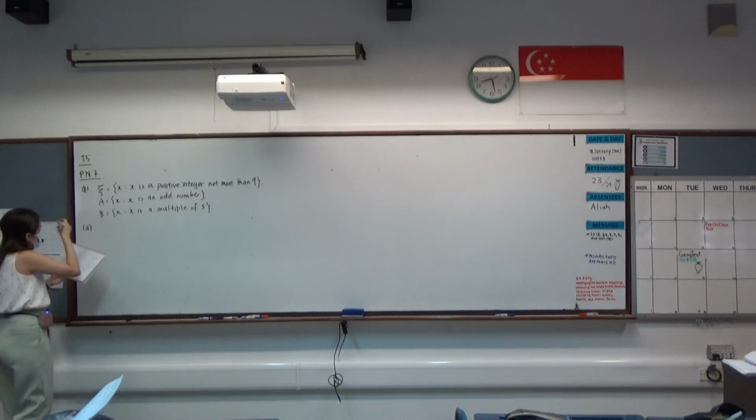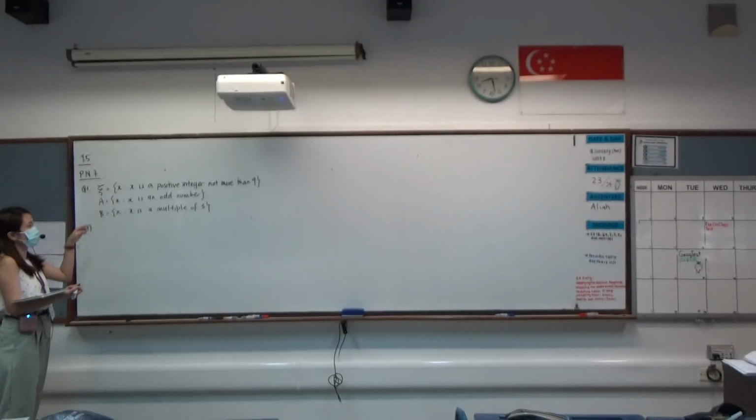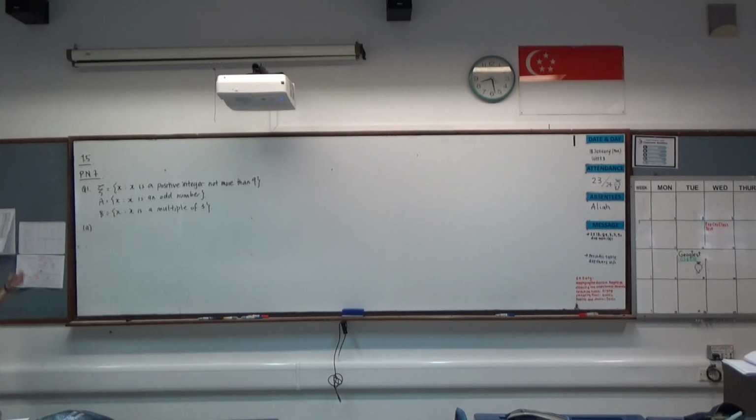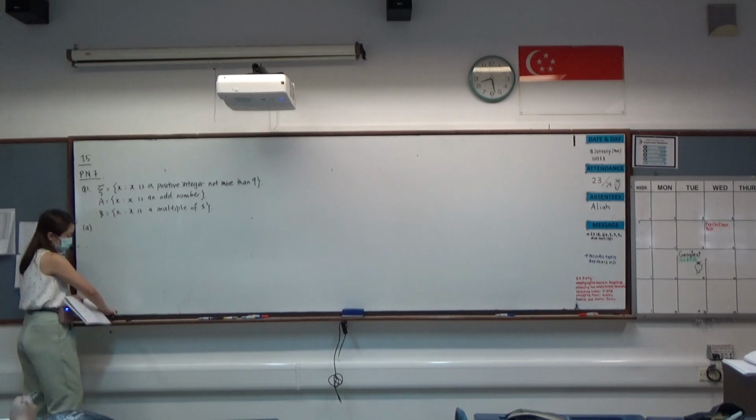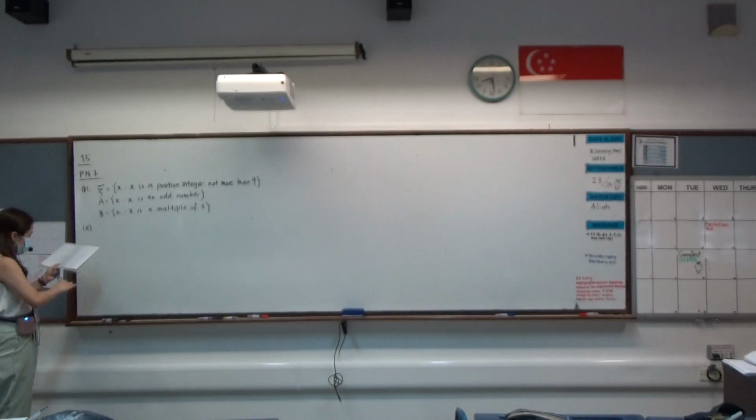Okay, so in question 1, we are given that the universal set refers to x, where x is a positive integer not more than 9, and then A is where x is an odd number, B is where x is a multiple of 3. Okay, so in part A, we want to list all the elements in the universal set, A and B, in set notation. So could you just take 2 minutes to list out all these elements?